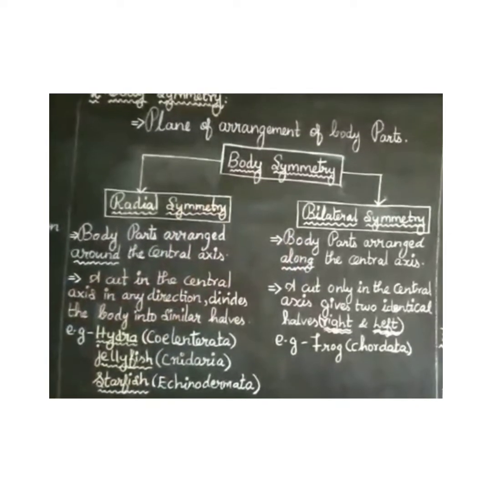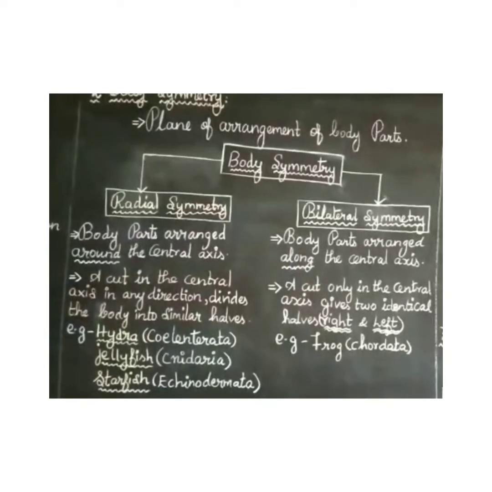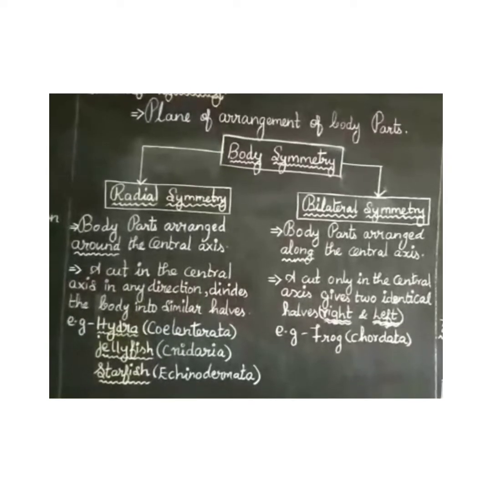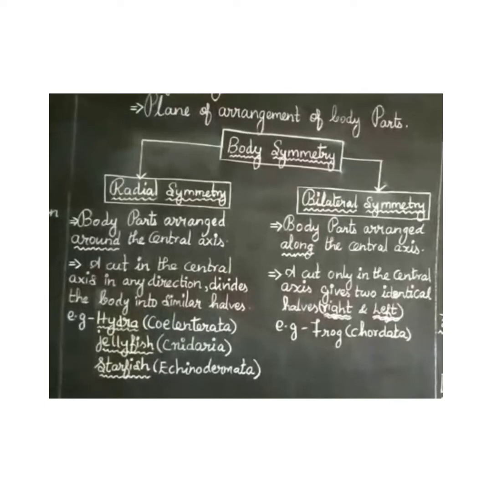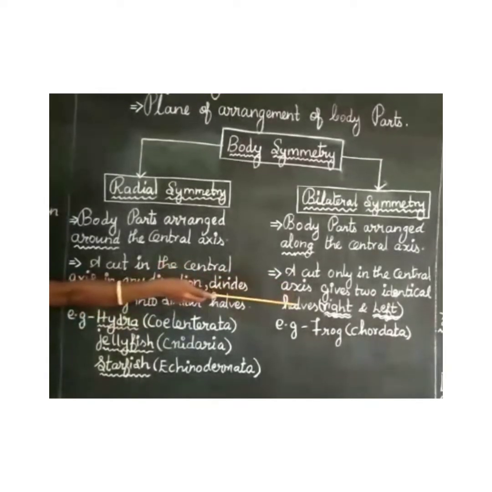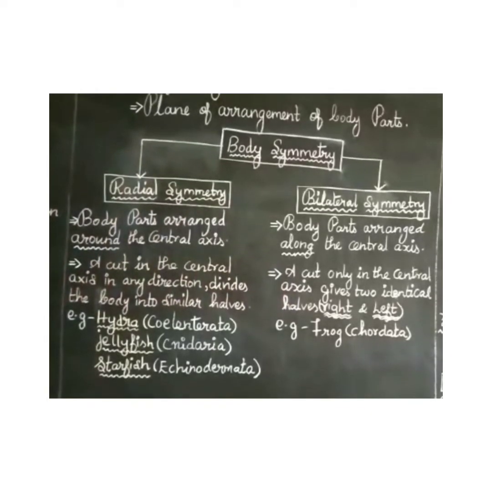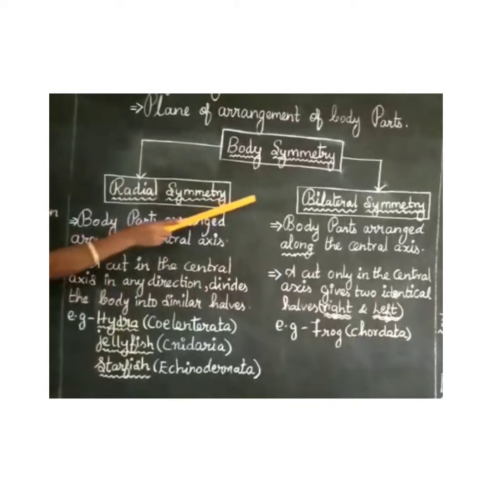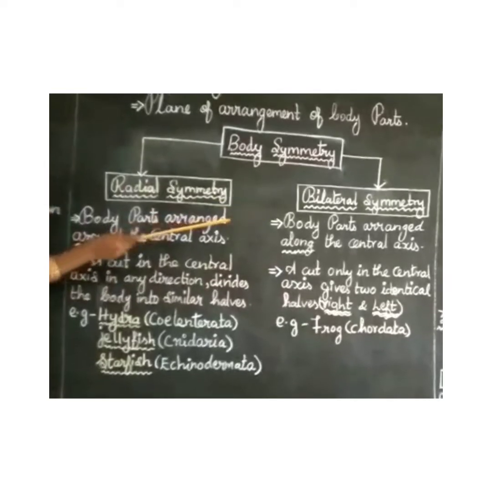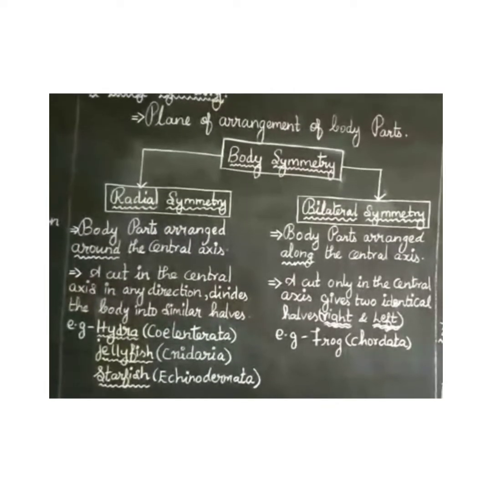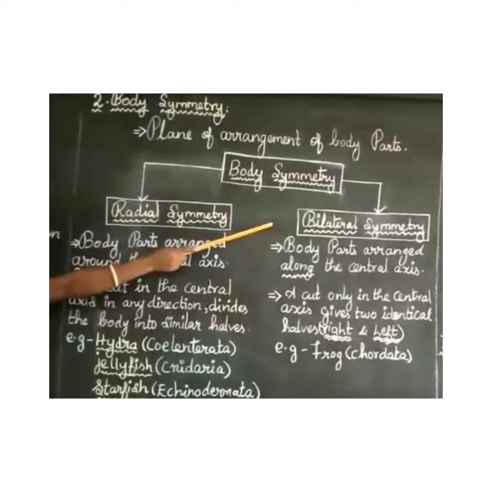Now what will happen when we cut a bilateral symmetry animal or organism? When the animal is cut through the central axis along a vertical plane, only then will it give both right and left halves. A single cut divides the animal into right and left halves, and it is included in bilateral symmetry. What is meant by bi? Bi means 2. A single cut divides the body into 2, so it is called bilateral symmetry.